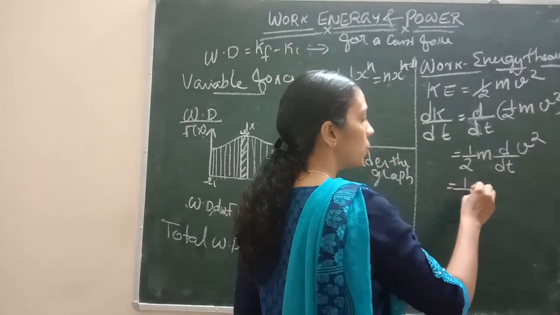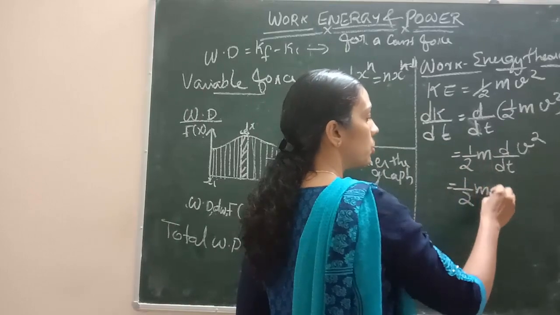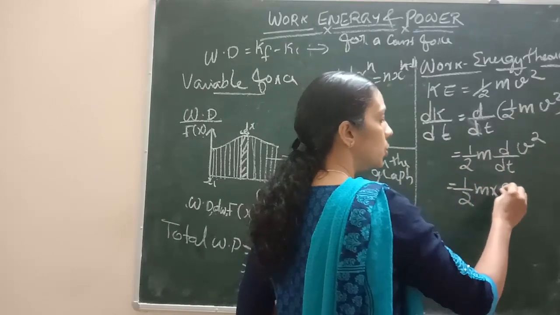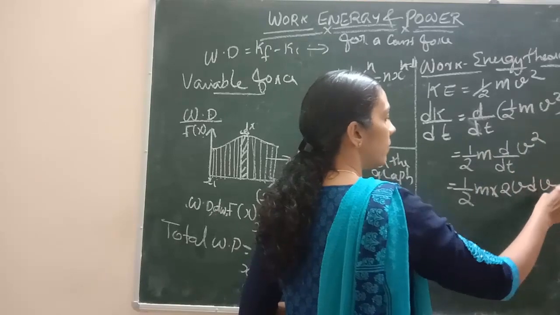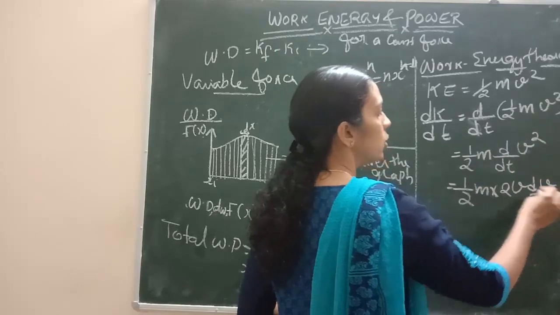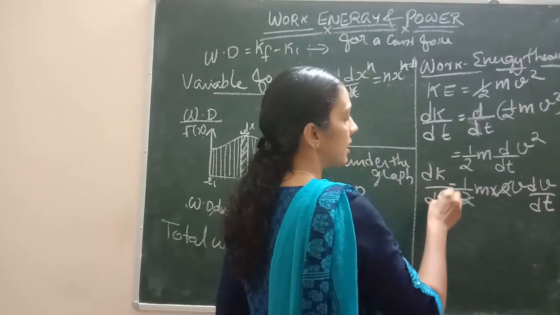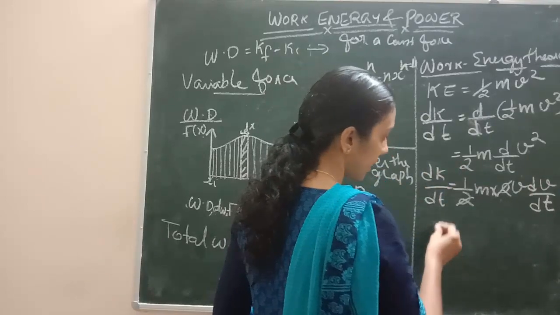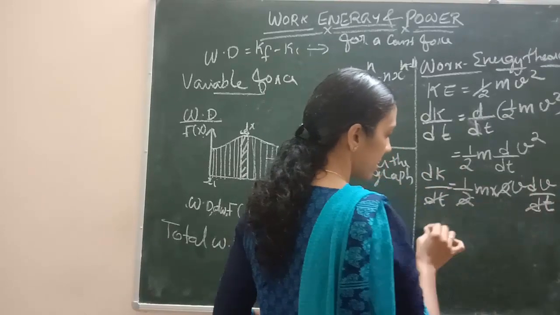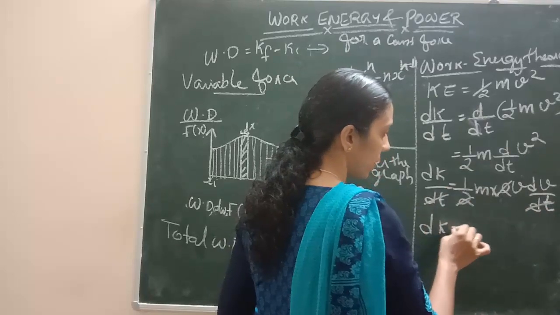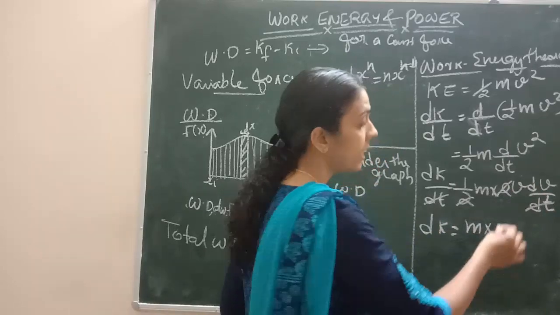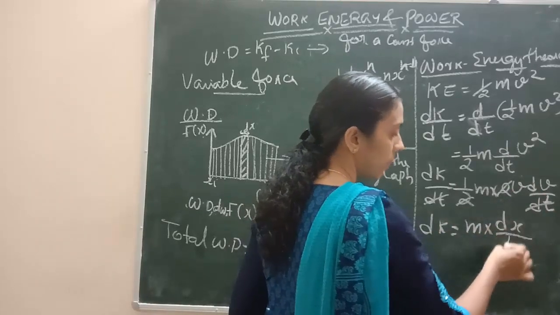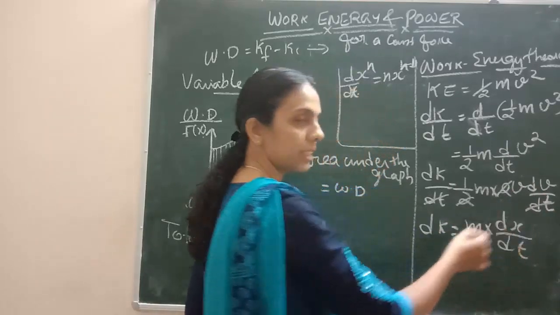Otherwise, what we should do? Half m into 2v into dv by dt. This is equal to dK by dt, right? So here dt and dt will get cancelled. dK equals m into v, and instead of v I can write it as dx by dt. Velocity is dx by dt, right?